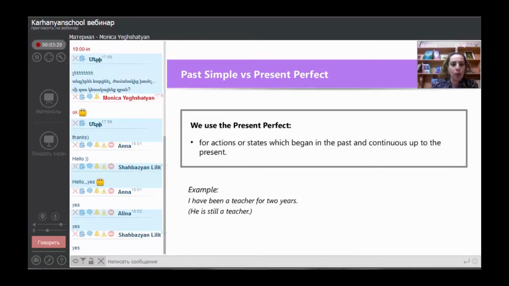The next step, we use present perfect for actions or states which began in the past and continue up to the present. For example, I have been a teacher for 2 years. She is still a teacher, yeah? She or he, it doesn't matter. Then we use present perfect to express actions which have finished so recently that there is evidence in the present. He has just painted the room.